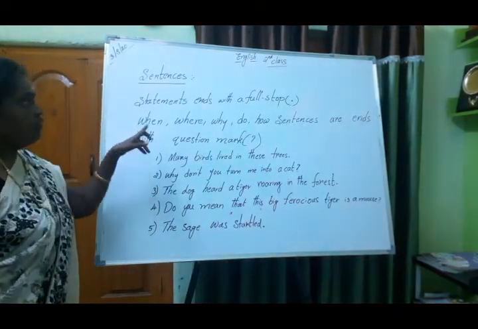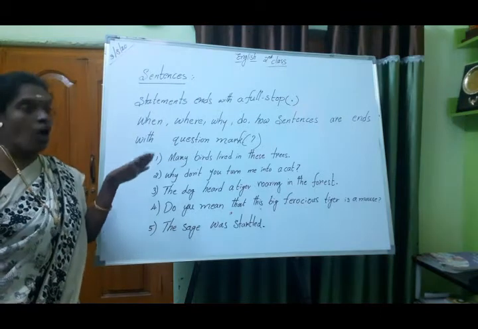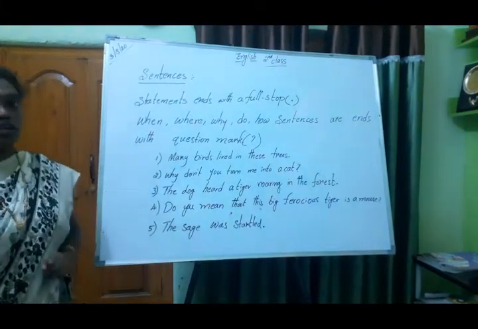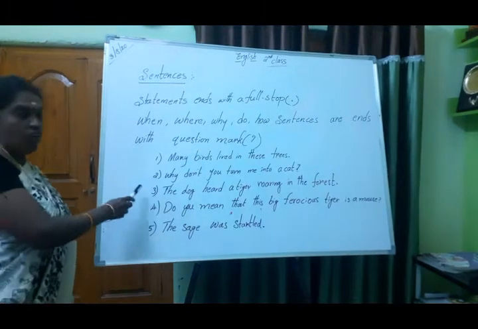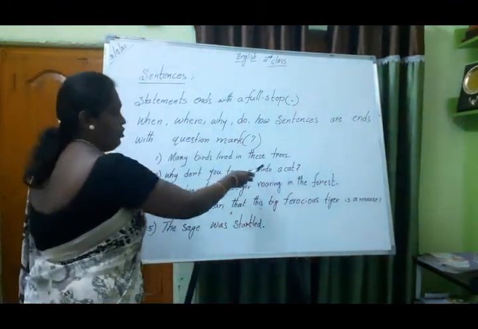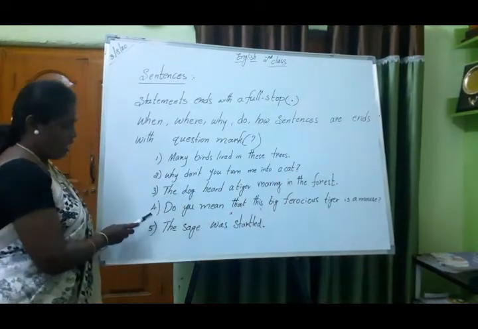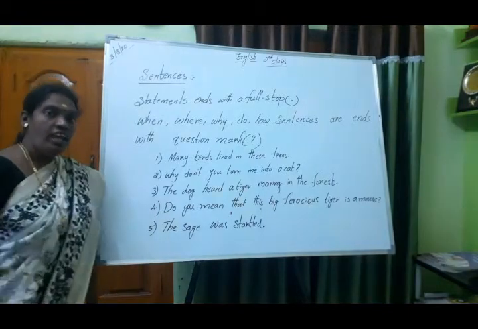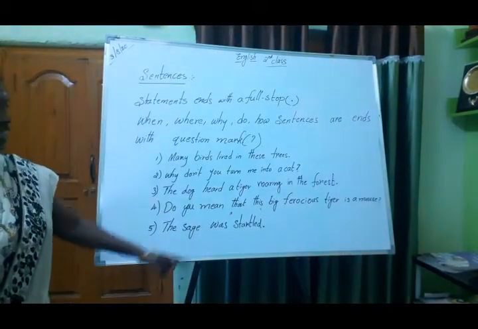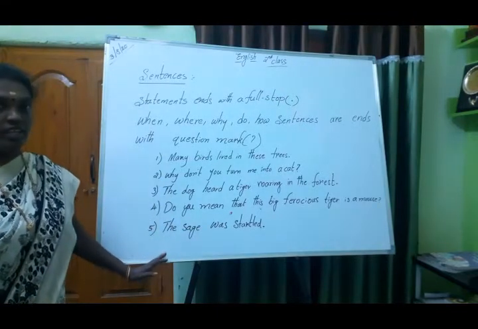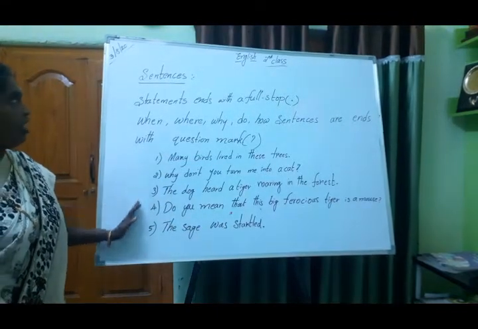Then when, where, why, do, how. These sentences all end with the question mark. Yes children, here we got only one question here. See, why don't you turn me into a cat? This is one question. And here, do you mean that this big ferocious tiger is a mouse? Yes children, these two have a question mark. These are all statements. Do you understand now?